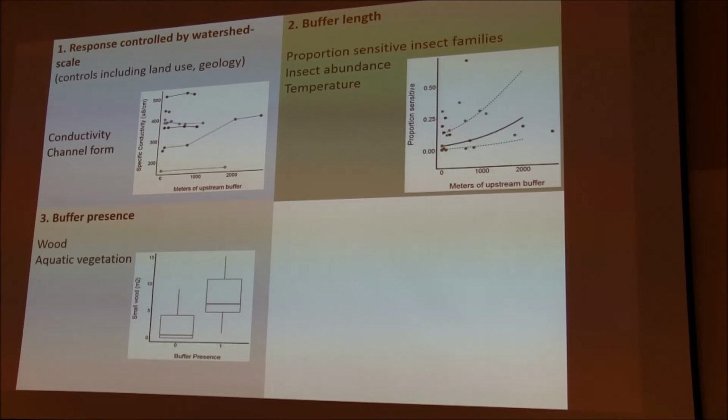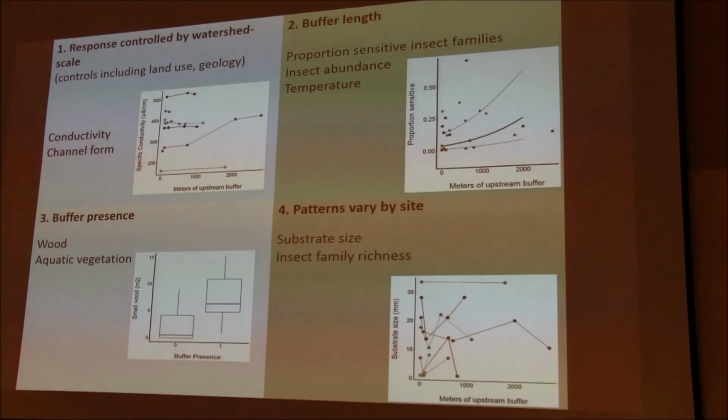And then some seem to really mostly be affected by buffer presence and absence, at least in the sites that I was looking at. There's a fourth category that I didn't talk about today, where the patterns varied a lot by site and didn't seem to be clearly responding to either. And this was substrate size and insect family richness for my 2015 data.